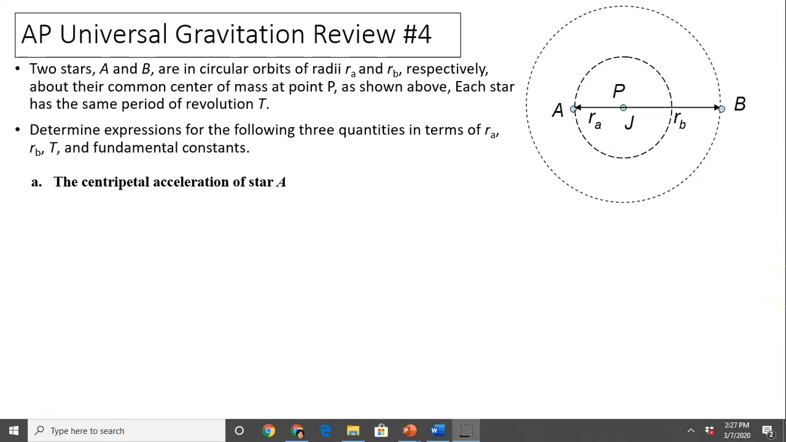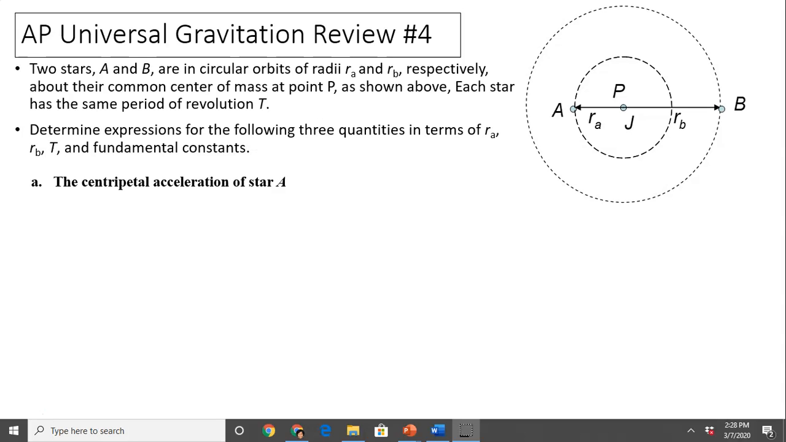This is AP Physics, Universal Gravitation, review number 4. Two stars, A and B, are in circular orbits of radii RA and RB respectively, about their common center of mass at point P as shown above. Each star has the same period of revolution t. Determine expressions for the following three quantities in terms of RA, RB, t, and fundamental constants.